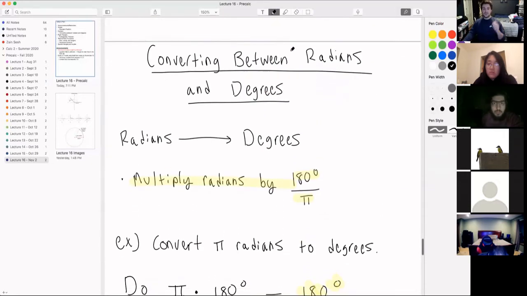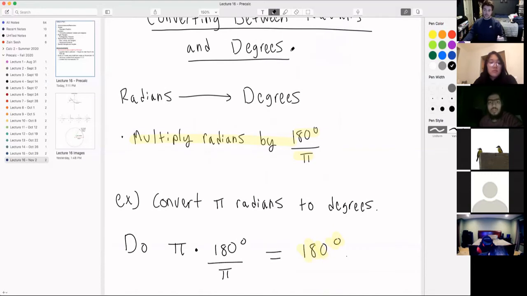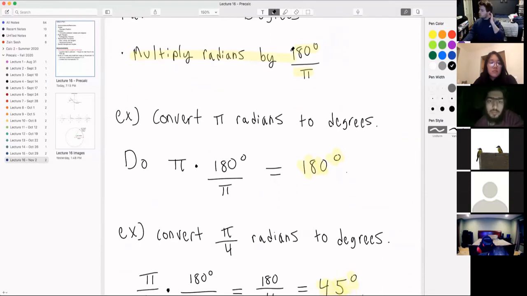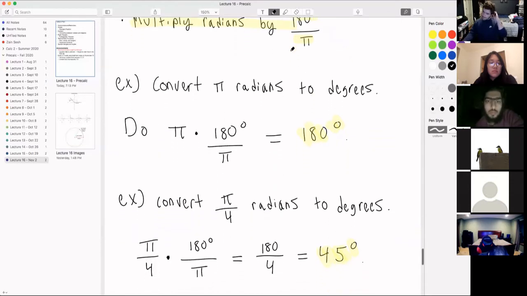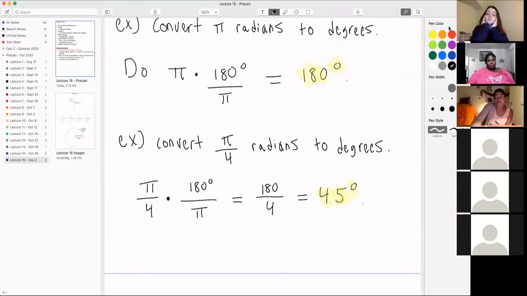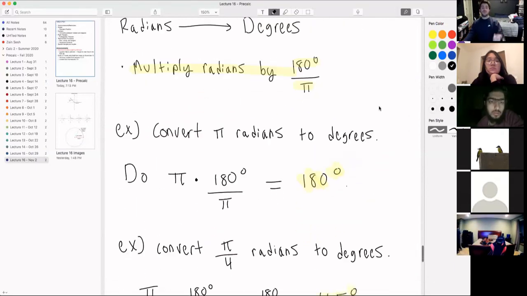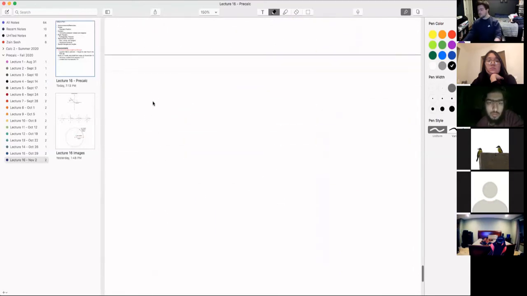All right, so we just did radians to degrees. Given radians, tell me what that is in degrees. Any questions? Okay, so let's go the other way around. Let's go from degrees to radians.